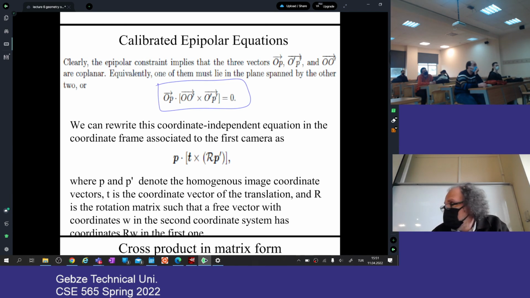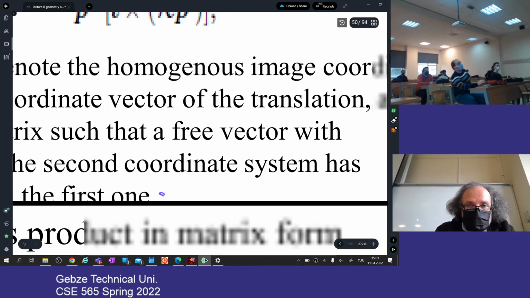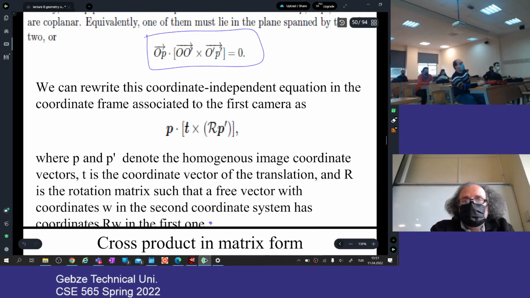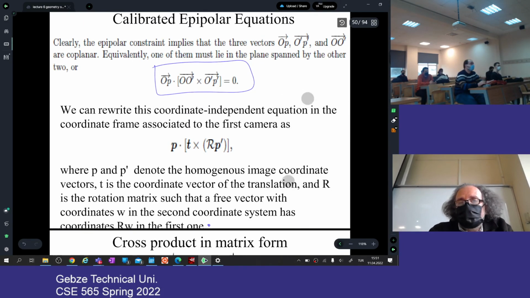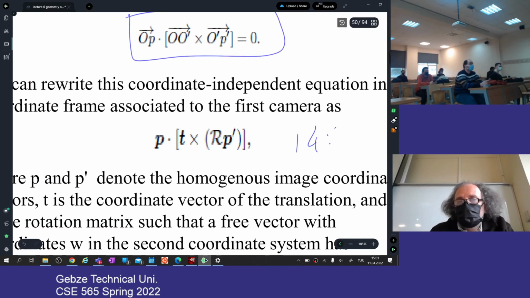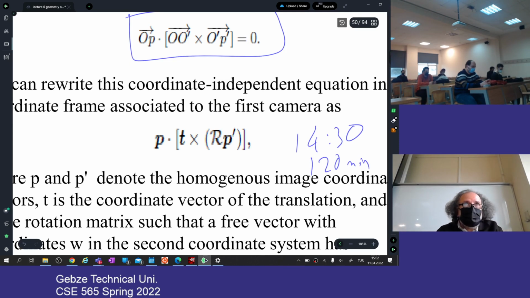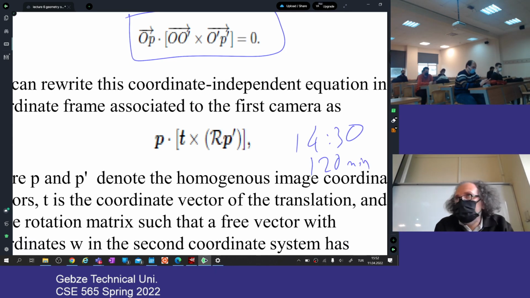But it looks like I need to let the people come in, and I need to stop at this point. So that means what? Next week we will have our midterm exam, right? So midterm exam is up to this point. Okay, this slide is included, and it will start at 14:30, and it will be a 120-minute exam. Okay, everything is included.